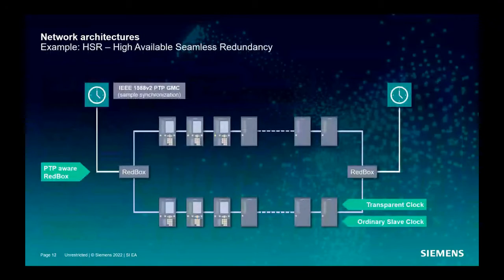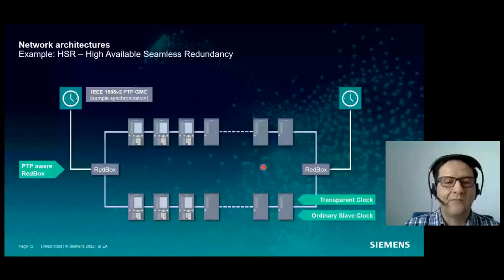This is an example of an architecture that we have for high availability SIM redundancy. We have here the devices. Here we have the red boxes that are going to permit to connect the grandmaster clocks to the network.